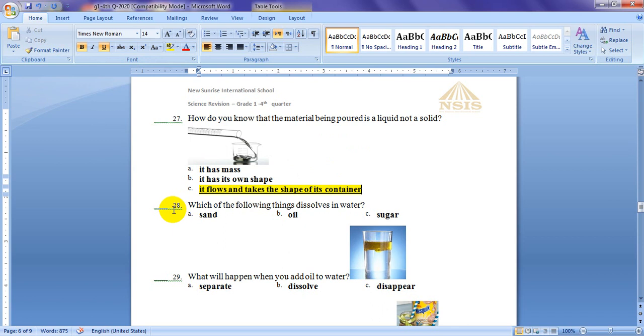Now, 28. Which of the following things dissolves in water? Sand, oil, sugar. Which one will dissolve? Of course it's not sand, and of course it's not oil. It will be sugar.